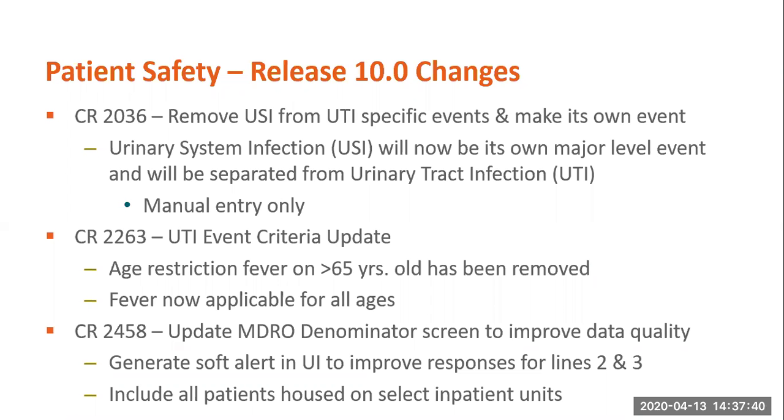CR 2263 updates the UTI event criteria for fever. Fever will now be applicable for all ages. CR 2458 is to improve data collection for lines 2 and 3, patient days and admissions. These lines should include all patients housed on select inpatient units. Next slide.